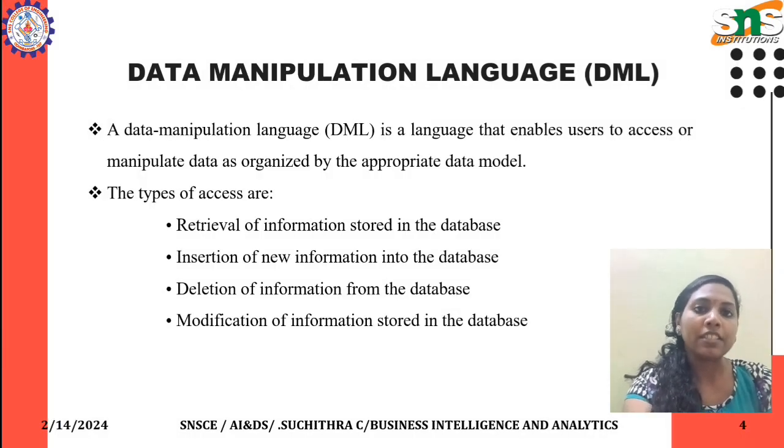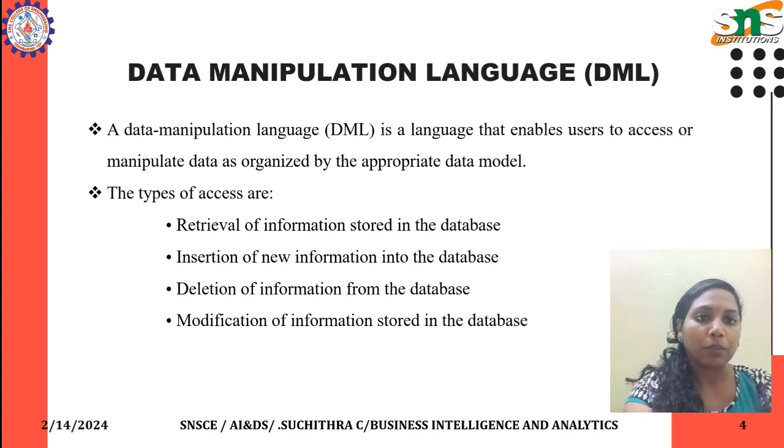The next type is data manipulation language, that is DML. A data manipulation language is a language that enables users to access or manipulate data as organized by the appropriate data model. The types of access are retrieval of information stored in the database, insertion of new information into the database, deletion of information from the database, and modification of information stored in the database.